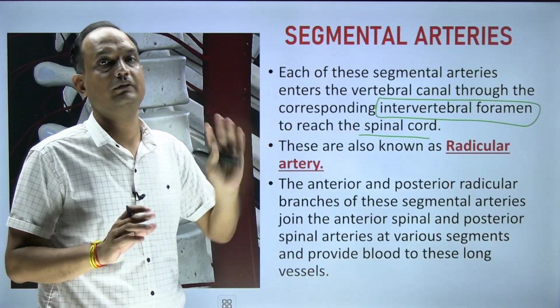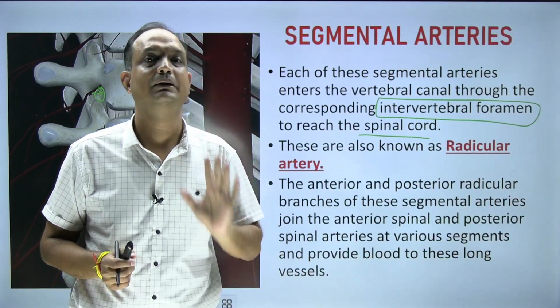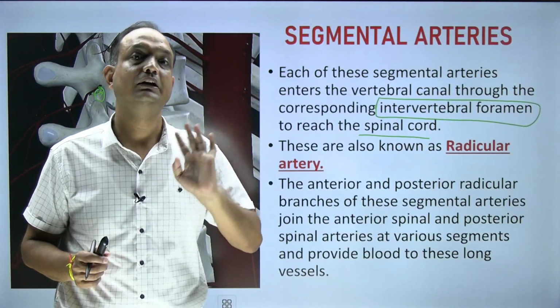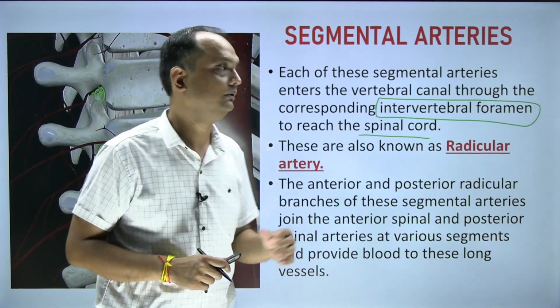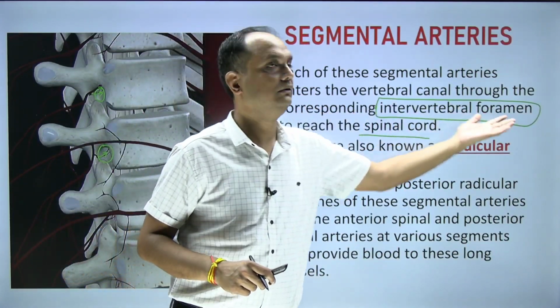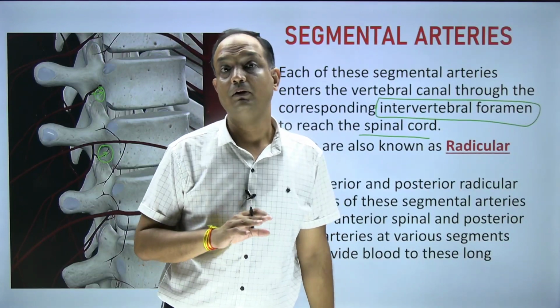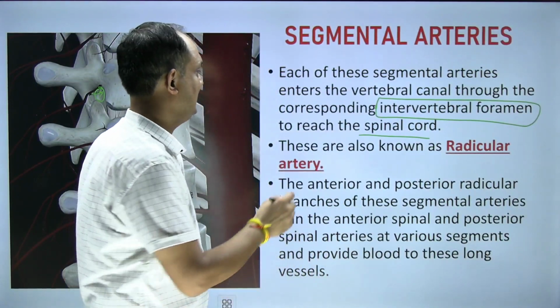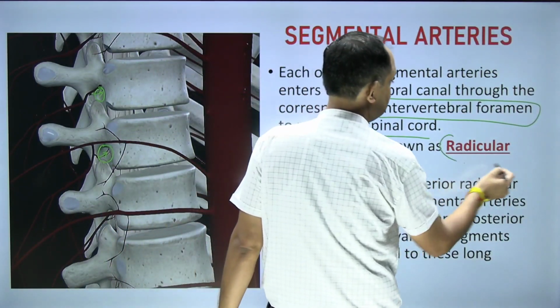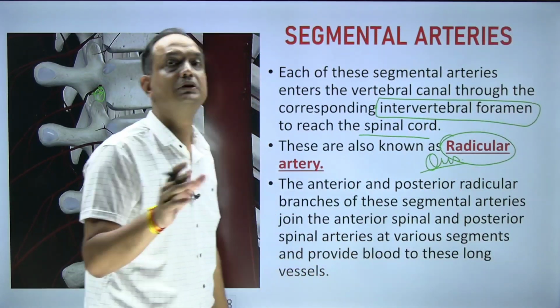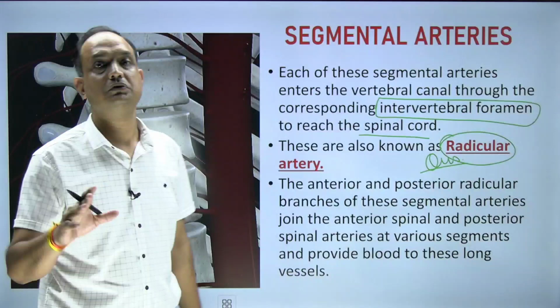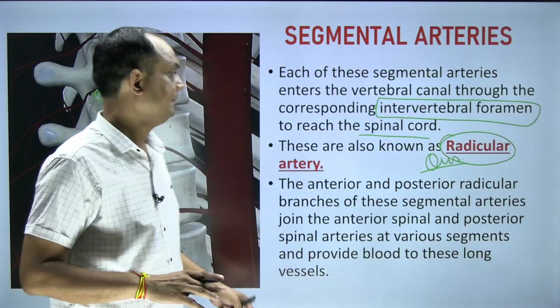Clear? So the first question is, what is segmental artery? Second is, what is the need of segmental artery? And third is, how it approaches the spinal cord. It approaches the spinal cord through the intervertebral foramina. Now these segmental arteries are also known as radicular artery, which is a more commonly asked question in your exam. Write down the short note on radicular artery.